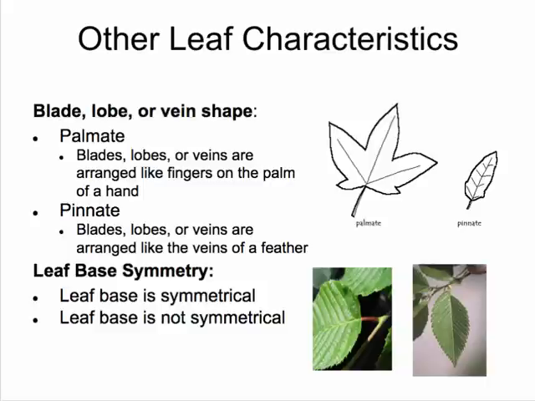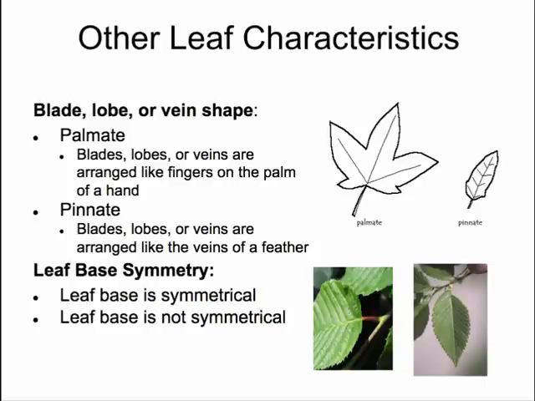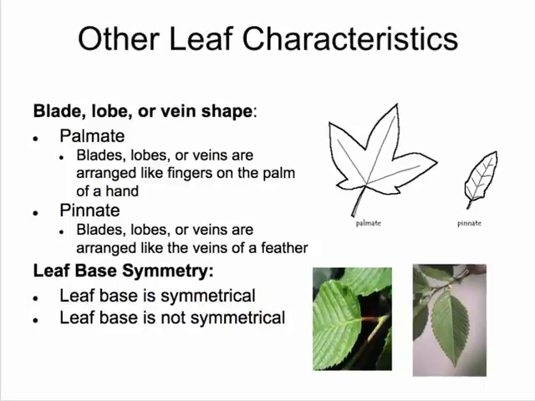The last characteristic is leaf base symmetry. So you look at the bottom of the base, right where it attaches to the stem, and you look to see if the base is symmetrical or not symmetrical.